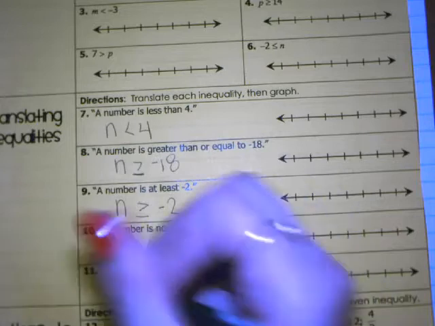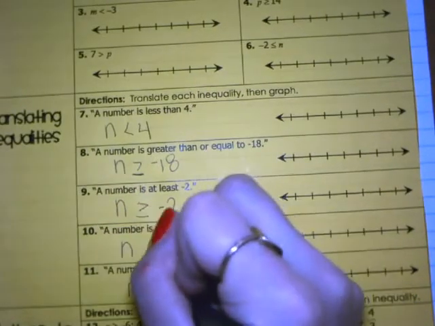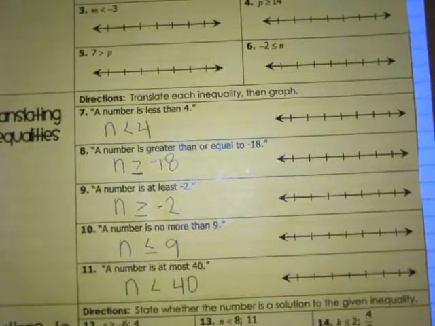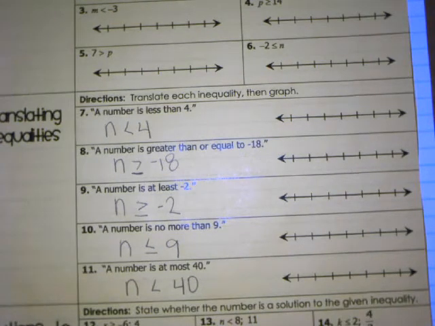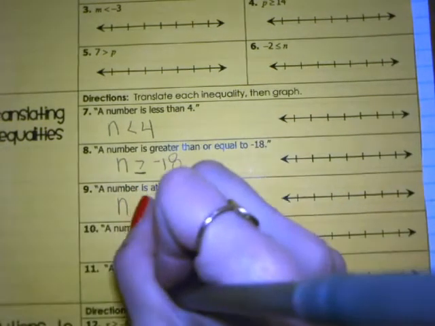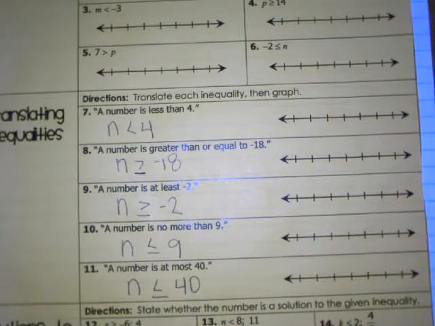N is less than 1. Less than 1. Very good. Questions on writing, you guys.